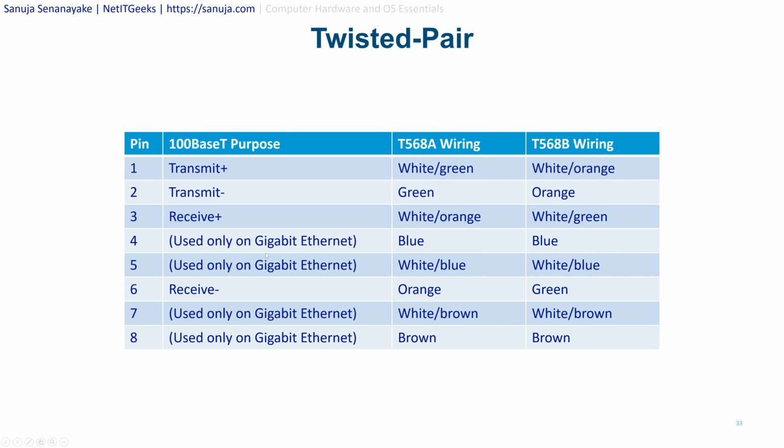And these two wires are only used in gigabit Ethernet, and then we have the receive negative, and then the other two wires that are also only used in gigabit Ethernet. So you don't really need to know this in detail, but you should know the differences in how these are configured with respect to pin number and the T568A and T568B wiring standards, how they differ from each other. So that's something you should know.